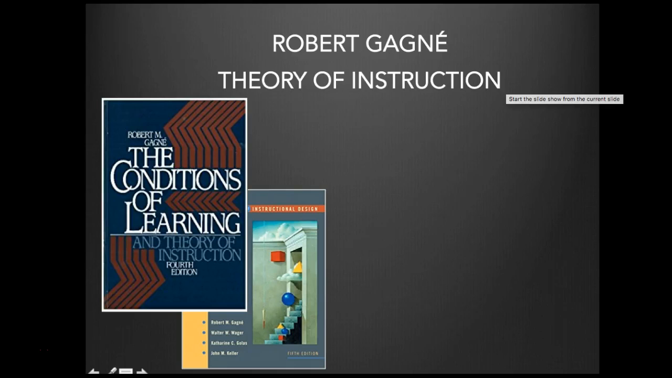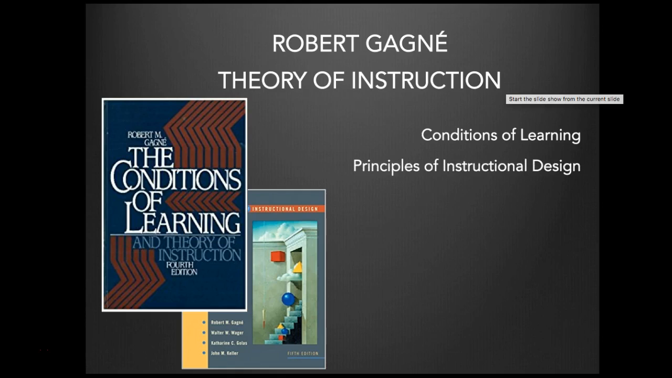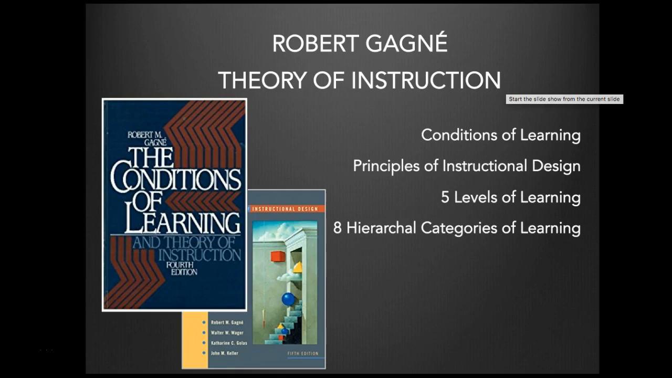Robert Gagne was an American educational psychologist best known for his landmark book, Conditions of Learning, his co-authorship of Principles of Instructional Design, and his instructional theories and design models, most notably the 5 levels of learning, the 8 hierarchical categories of learning, and the 9 events of instruction.